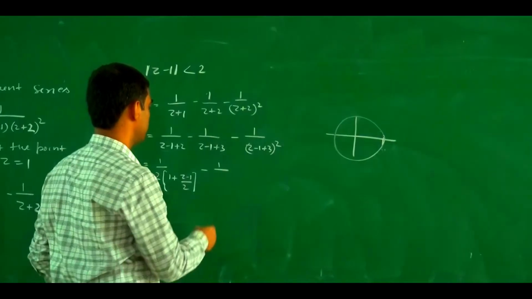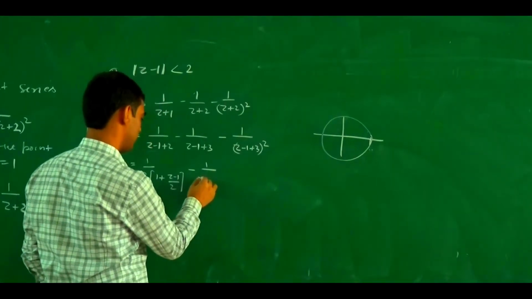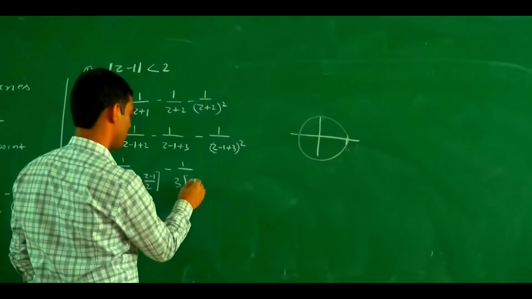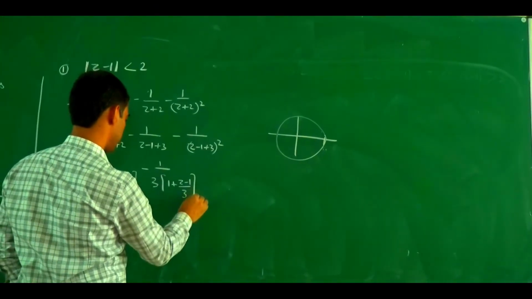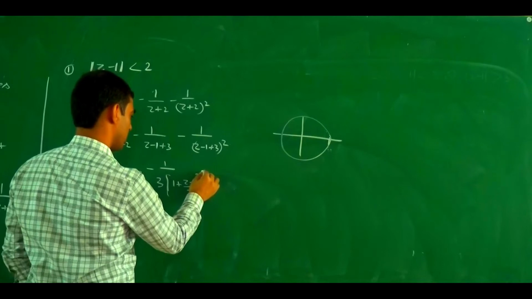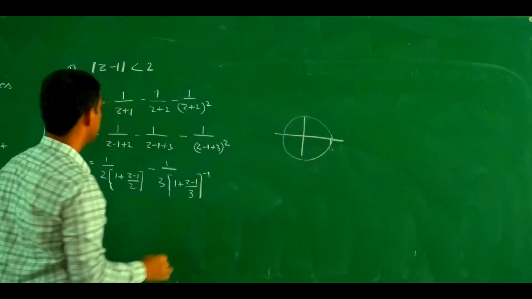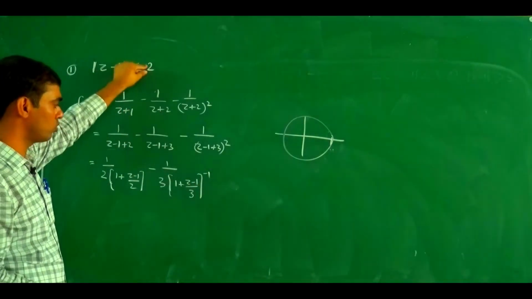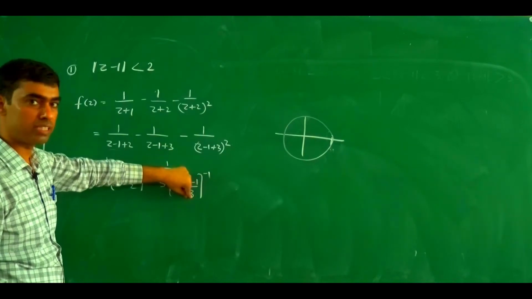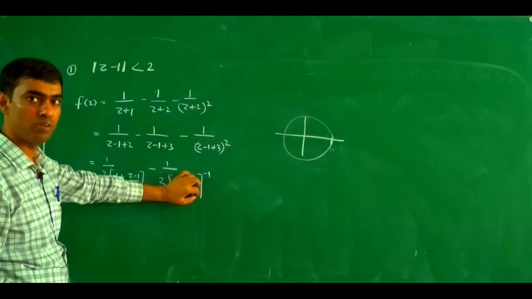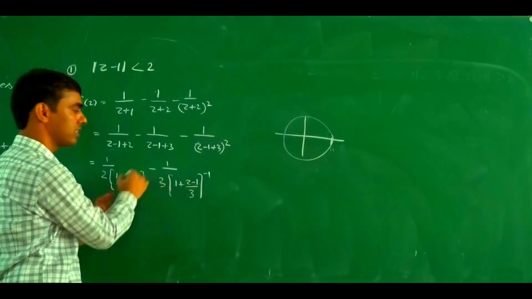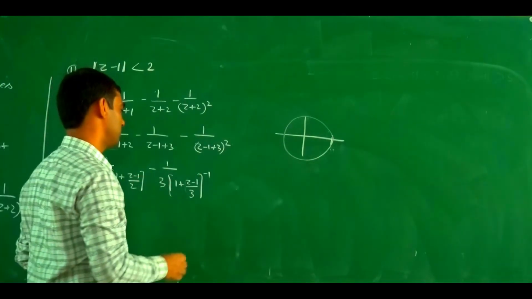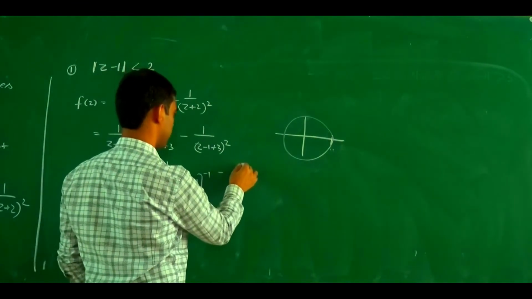So here we write 3 outside, then this becomes 1 plus z minus 1 by 3 inverse. Why? Because the mod of z minus 1 is less than 2. So less than 2, and this one is 3, and then this becomes less than 1. What is our aim? Our aim is to make this value less than 1. Then we find a power series.